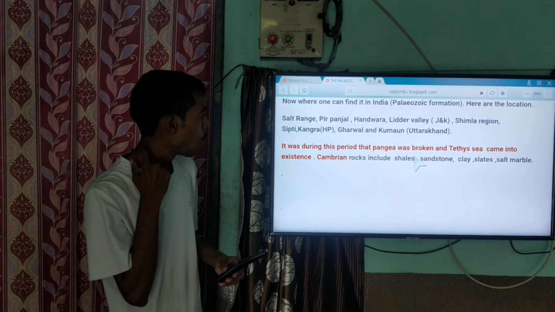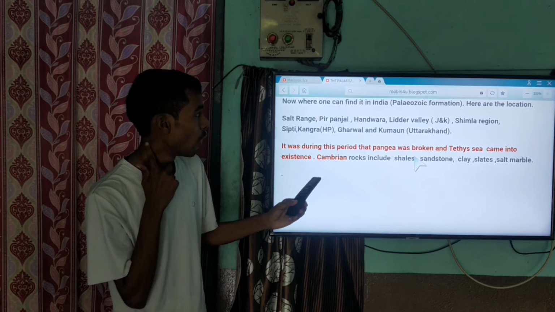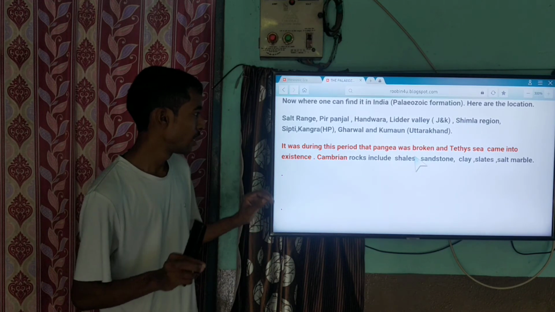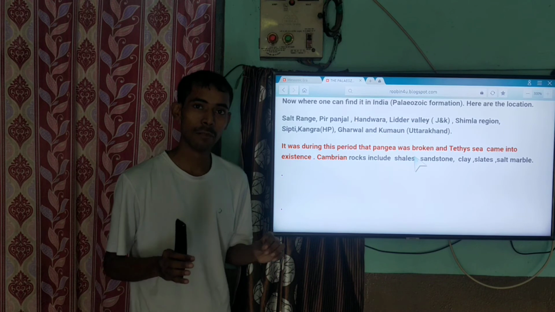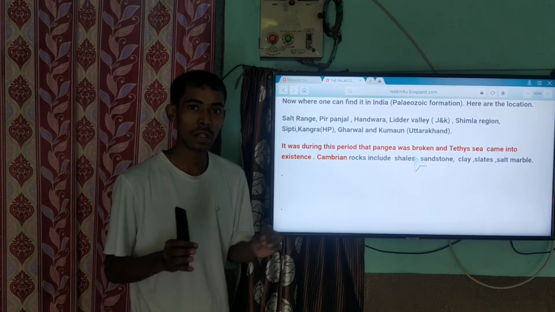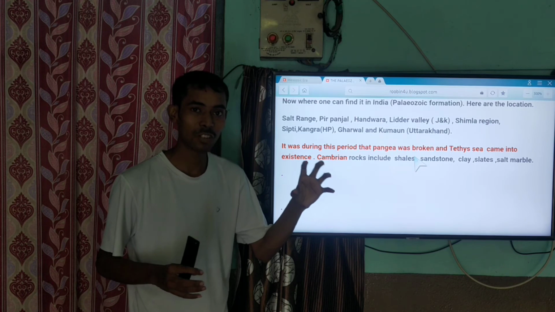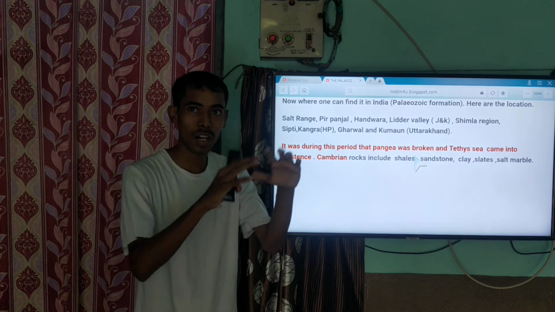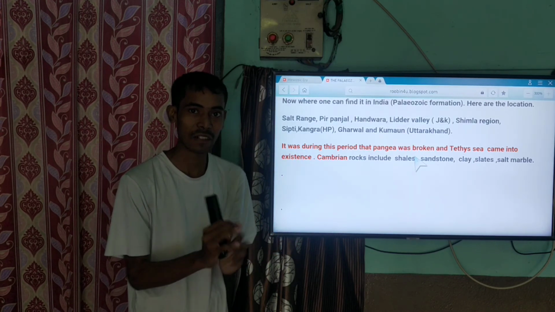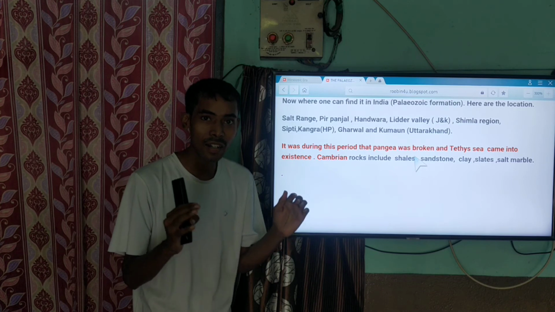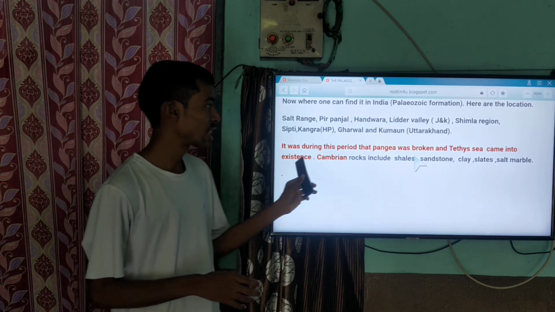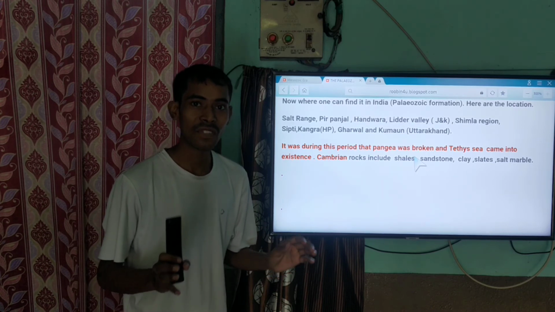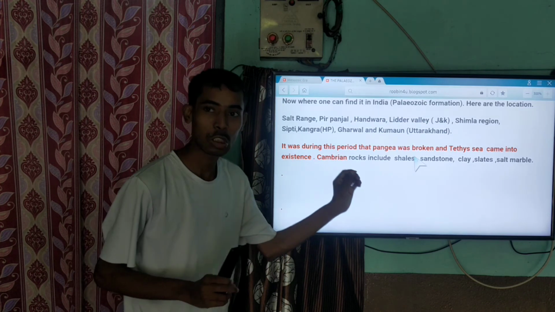It was during this period that Pangaea was broken and the Tethys Sea came into existence. At this time, Pangaea got broken. Pangaea was a single continent at one place, surrounded by the Panthalassa Sea. And in the continental drift theory, you will find that Wegener has given this concept.